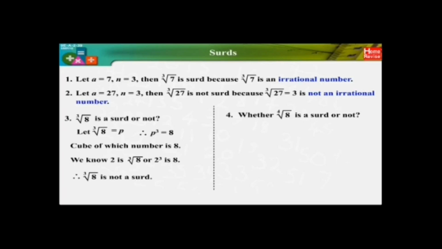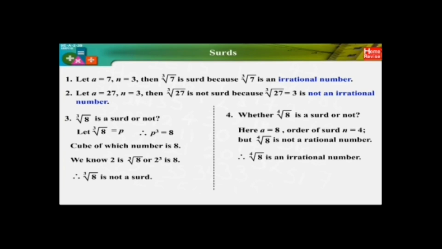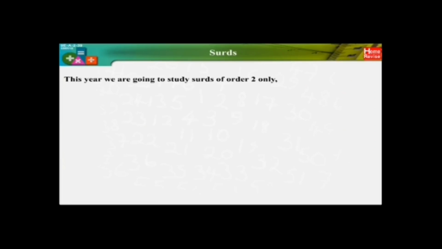Example 4: Whether fourth root of 8 is a surd or not. Here a is equal to 8, order of surd n is equal to 4, but fourth root of 8 is not a rational number. Therefore, fourth root of 8 is an irrational number, and so fourth root of 8 is a surd. This year we are going to study surds of order 2 only, meaning under root 3, under root 7, under root 42, etc. The surds of order 2 are called quadratic surds.